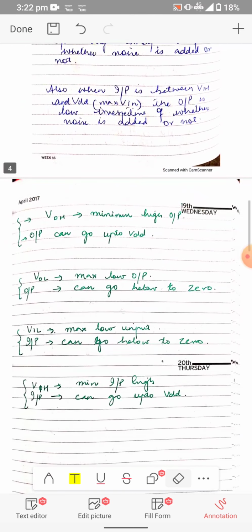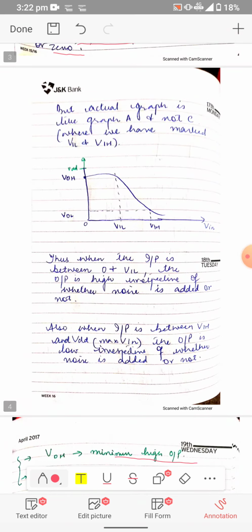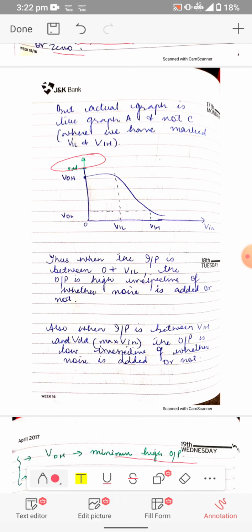Okay, now if you look at this closely, VOH is the minimum high output value, because the output can go up to VDD. But what is the minimum value that we take as high? If you look at this graph, the highest value can be VDD. But what is the minimum value that we interpret as high? That is VOH. Between VOH and VDD, any value your output takes will be interpreted as logic 1. So VOH is the minimum high value.